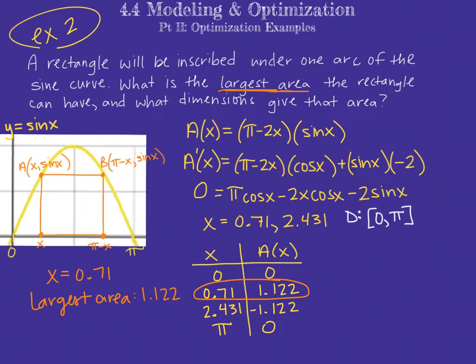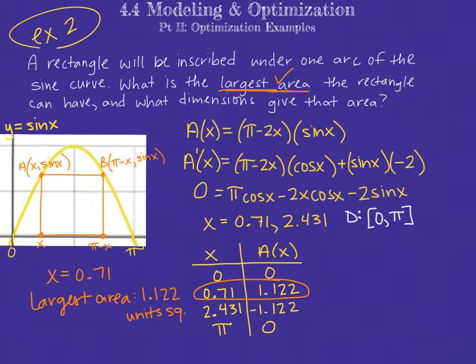And since it's area, we want to write it in units squared. We do not have any particular units here, so I'm just going to write units squared. So that's answering the first question: what is the largest area the rectangle can have? Now we need to give the dimensions of that area.